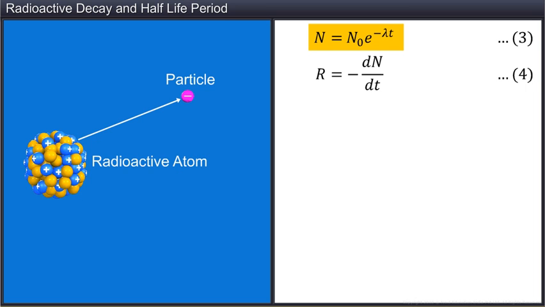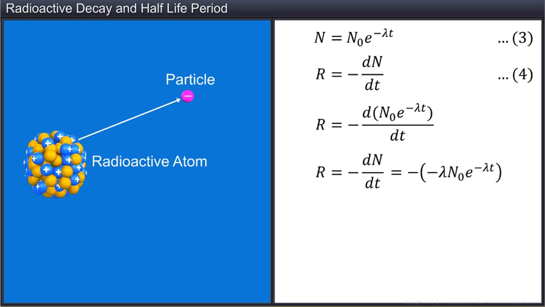Substituting equation 3 in the equation 4, we get R is equal to minus d by dt of N naught into e power minus lambda t. Simplifying further, we get R is equal to lambda N naught e power minus lambda t. Let this be equation 5. Substituting equation 3 in equation 5, we get R is equal to lambda N.